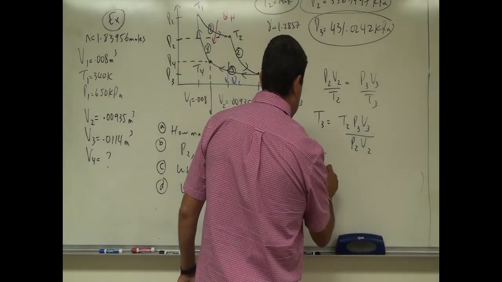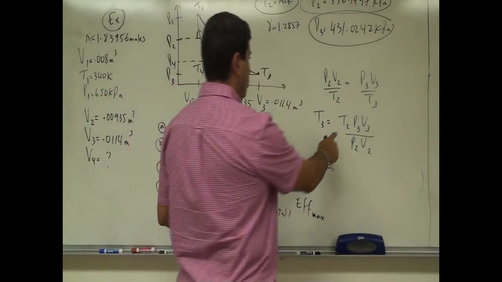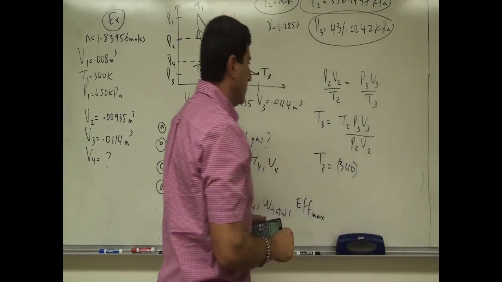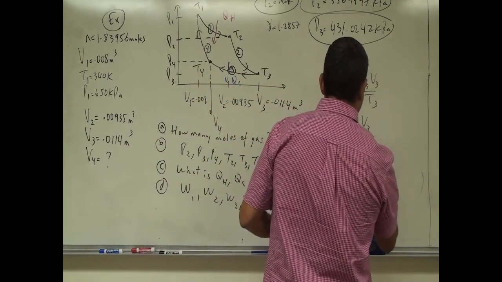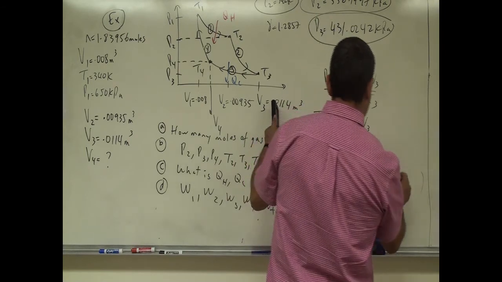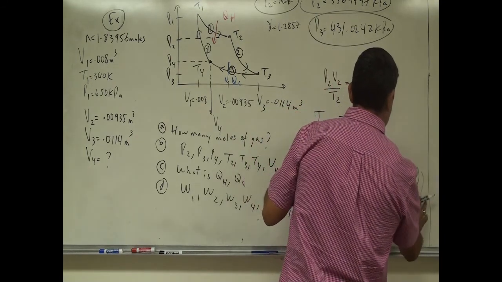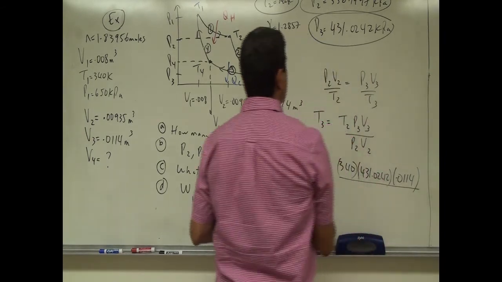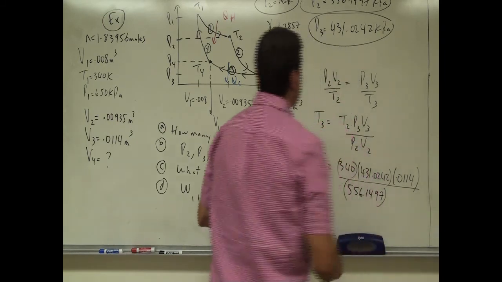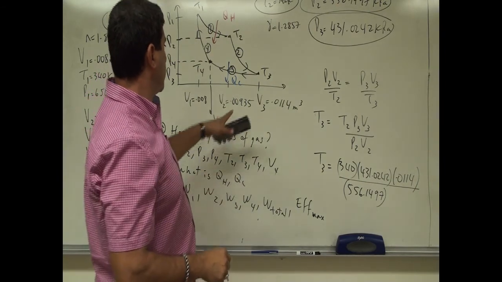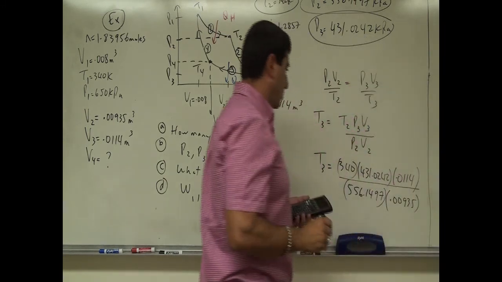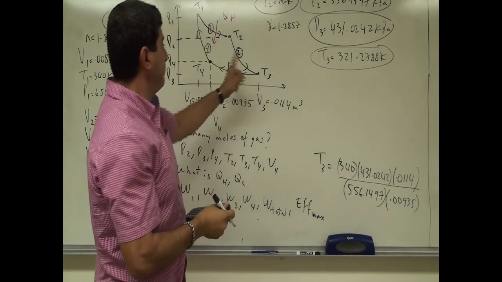So then we have T3 is going to equal what? Let's put the T2. The T2 we got to be the same as T1, which is 340 Kelvin, right? And then P3 is going to be 431.0242. V3 is going to be 0.0114, right? Divided by P2, which is going to be 556.1497, right? And then V2 is going to be 0.00935. Okay, so now I know T3, P3, V3.